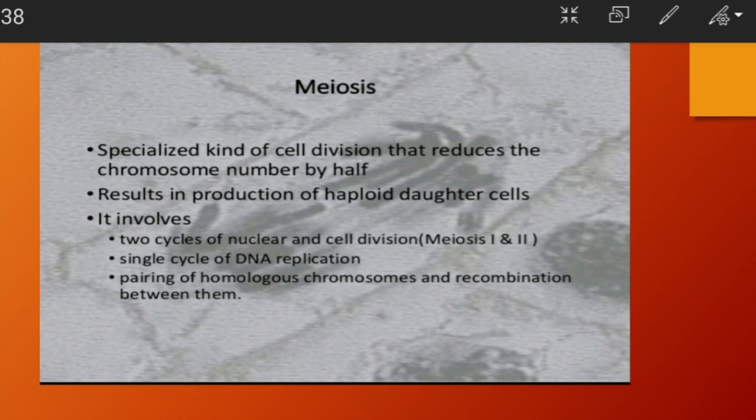It involves two cycles of cell division and nuclear division, meiosis 1 and meiosis 2, with a single cycle of DNA replication. Hence the DNA does not replicate itself a second time, and the total DNA will be divided in half in all four daughter cells. Also, there is a pairing of homologous chromosomes and a recombination that occurs during meiosis 1. Let us see one by one how all this happens.